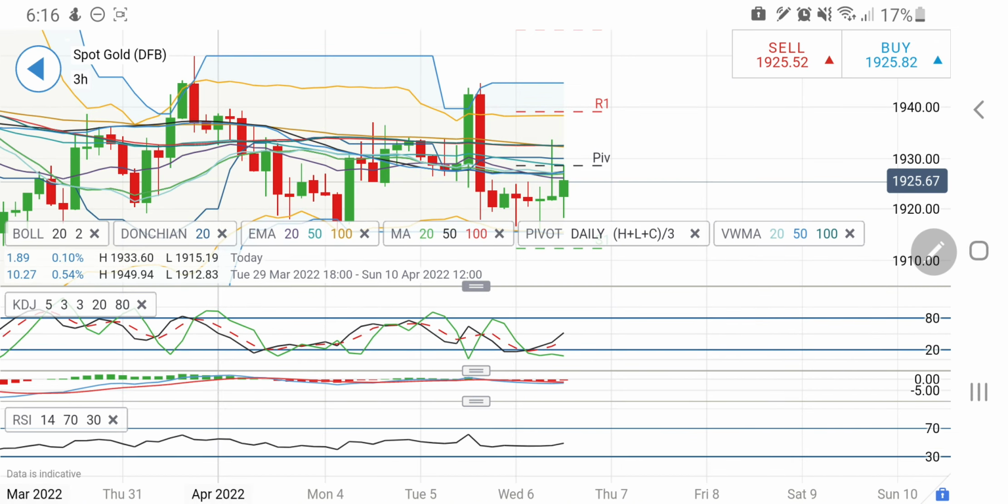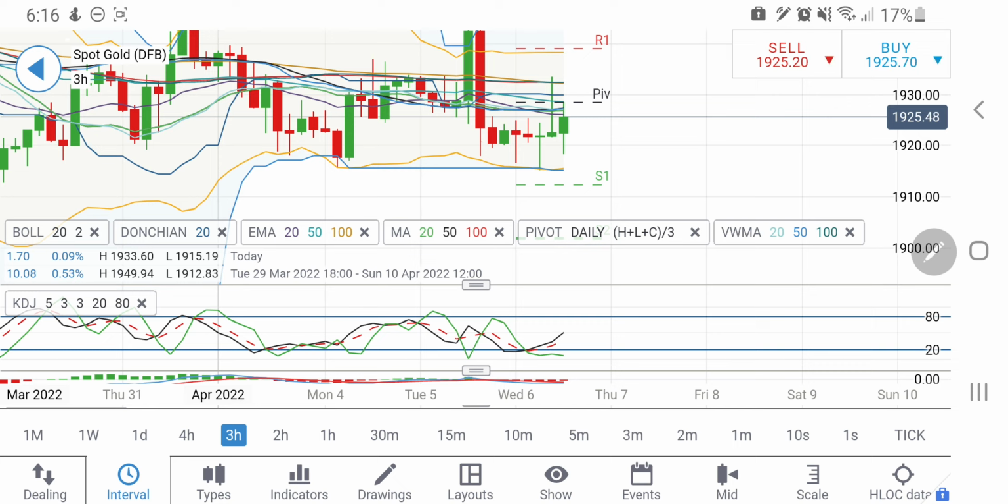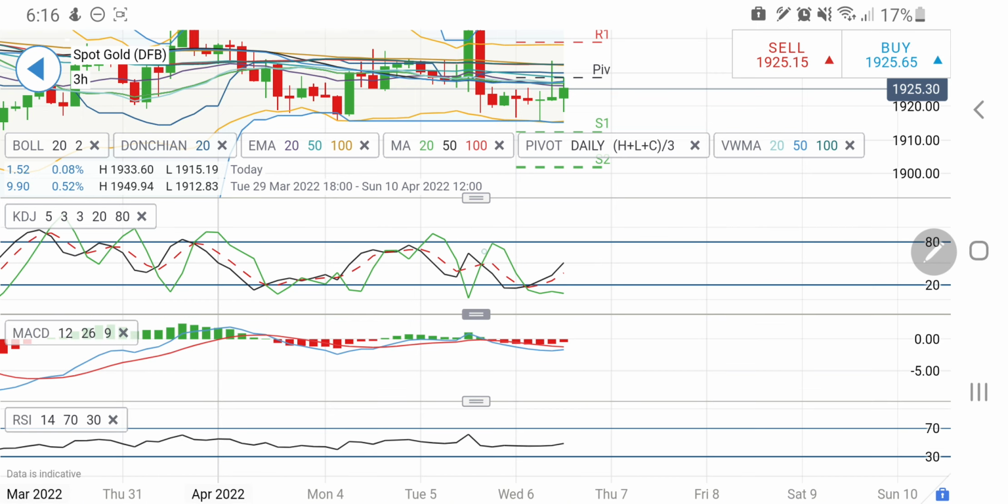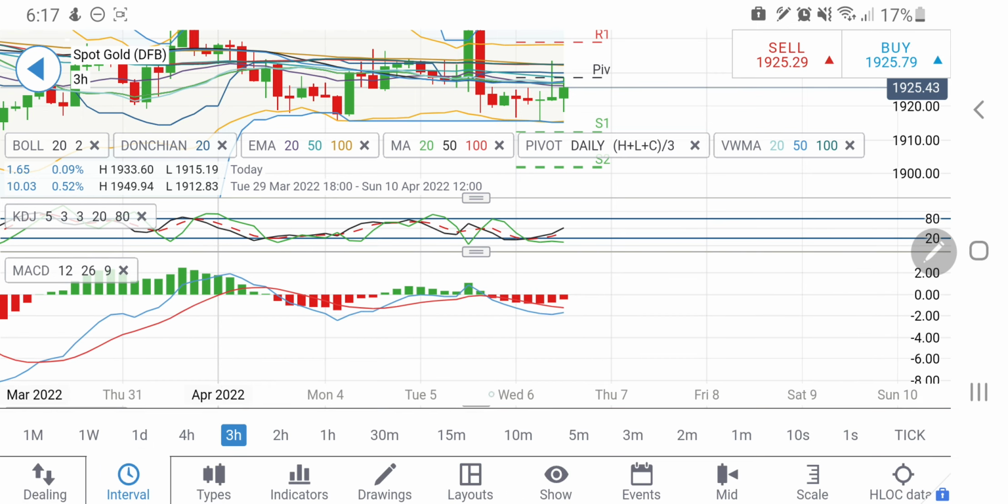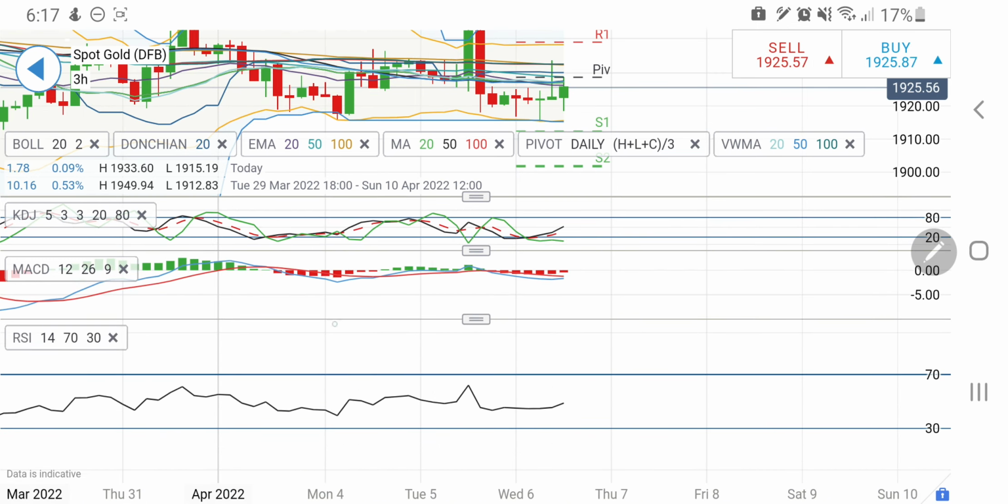On the downside, yes, there is a support existing at around 1920 levels. Breaking 1920, again it may try to come back towards 1914, 1915 levels. So trade accordingly. 3-hour stochastic is looking upwards, MACD is trying to converge and crossover, and RSI is looking upwards here.